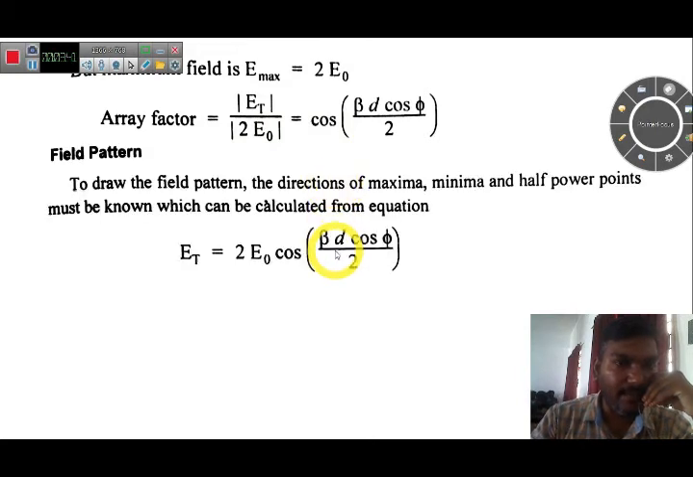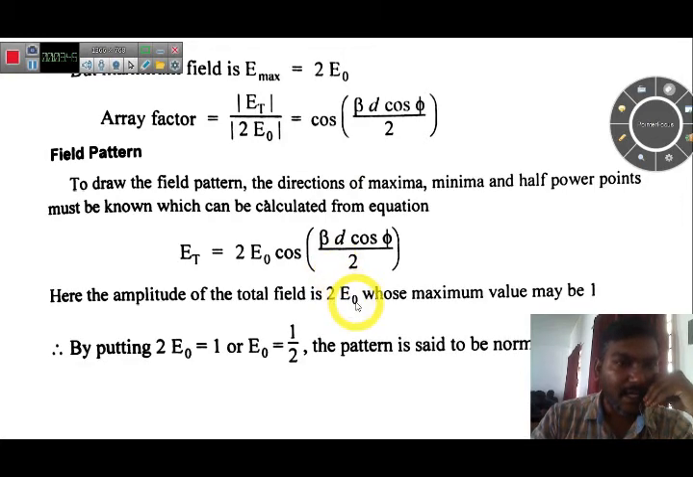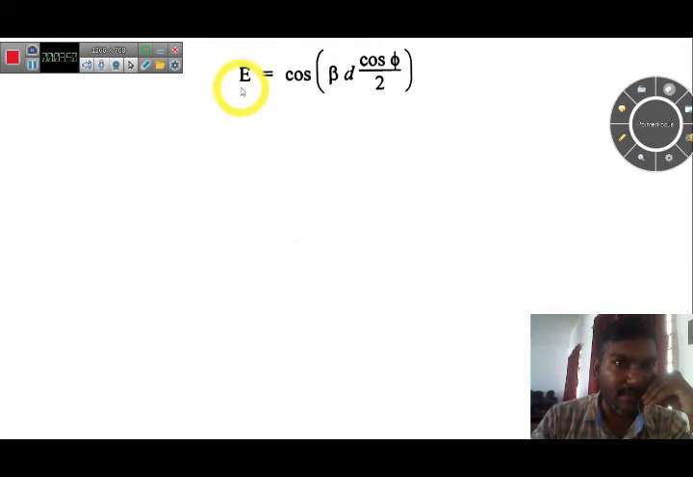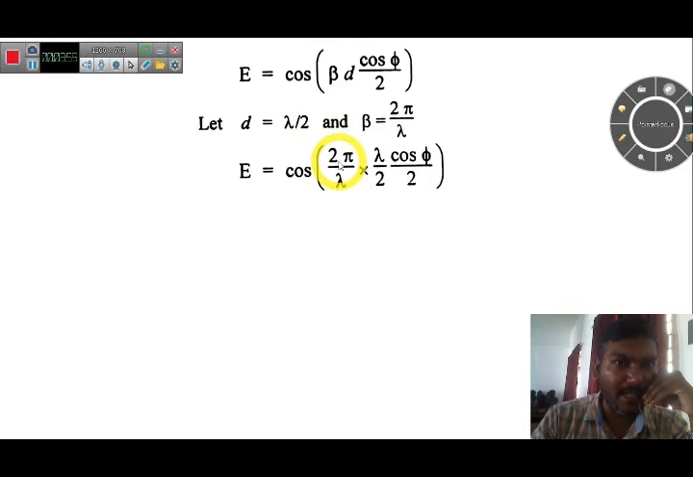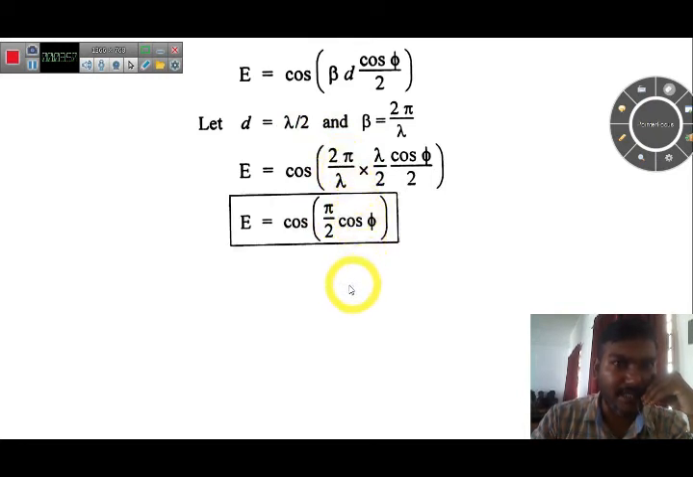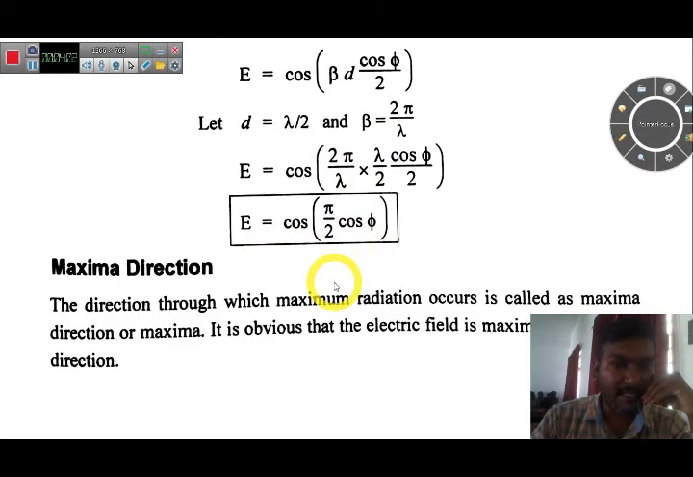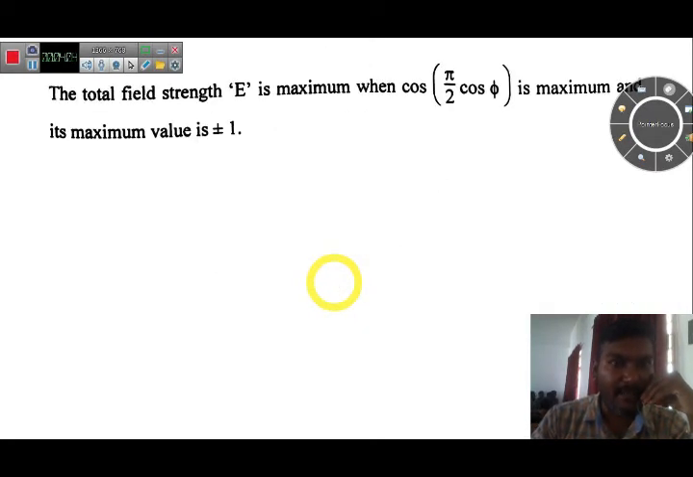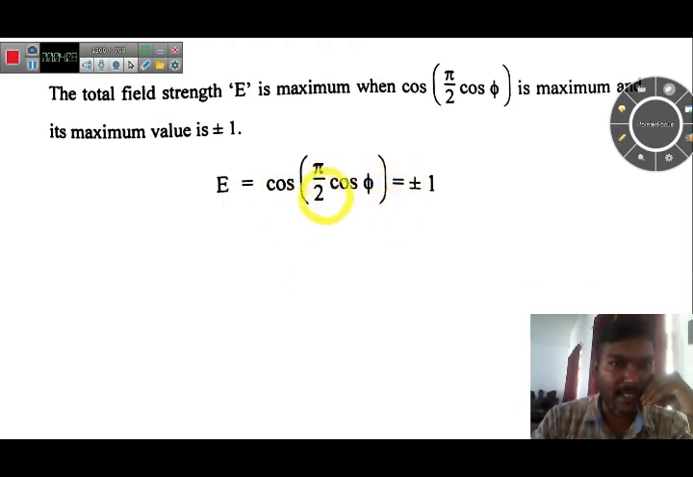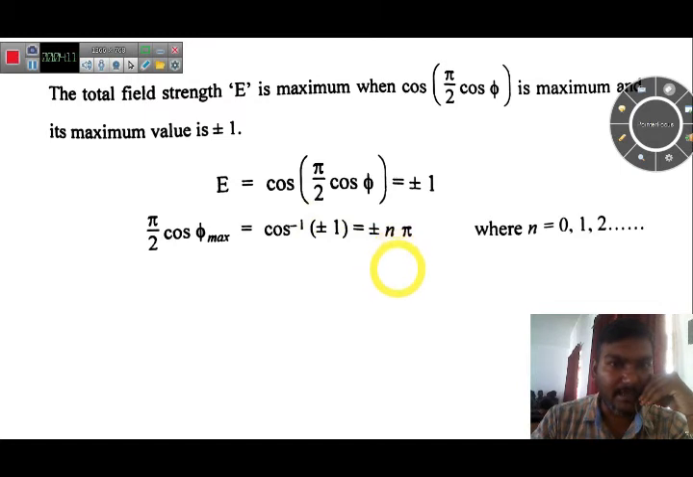For the field pattern we need to calculate the maximum, minimum, and half power directions. For the maximum direction, the amplitude value will be 1, so we can write cos of beta d cos phi by 2, where d is equal to lambda by 2 and beta is equal to 2 pi by lambda. We can substitute the values here and consider the common term, and we can write the expression as cos of pi by 2 cos phi. In the maximum direction, the value will be plus or minus 1, so in general terms we write it as plus or minus n pi. We can substitute 0, 1, 2 for the value of n.